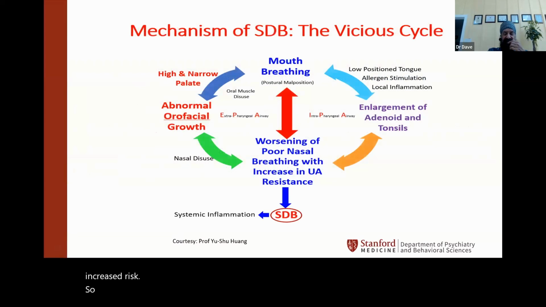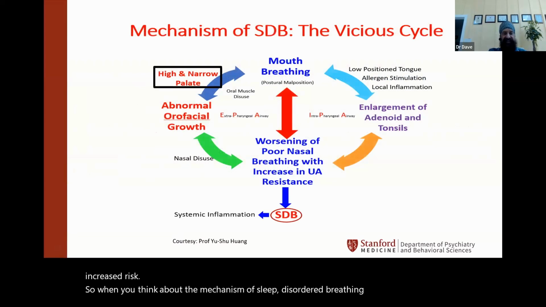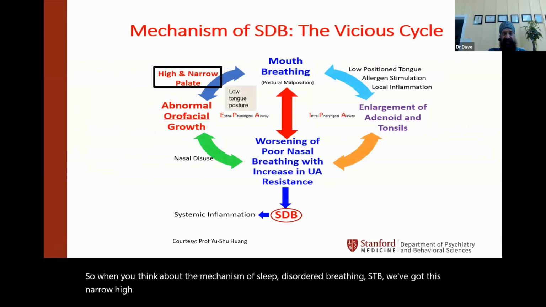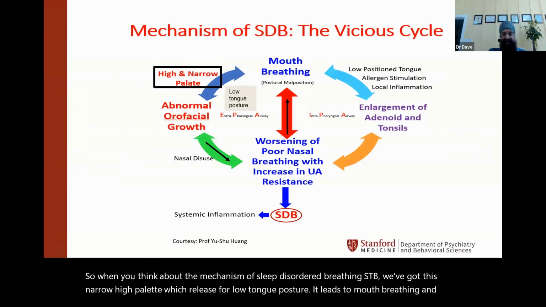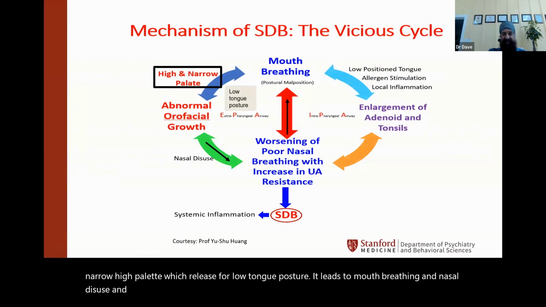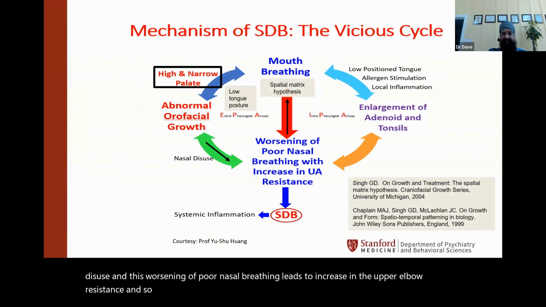So when you think about the mechanism of sleep disordered breathing, SDB, we've got this narrow high palate, which leads to a low tongue posture. It leads to mouth breathing and nasal disuse. And this worsening of poor nasal breathing leads to increase in the upper airway resistance. And so it's a vicious circle.